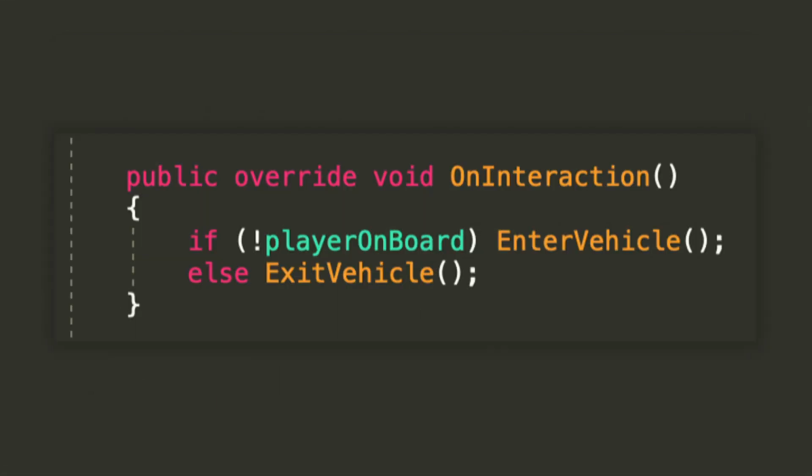The very last thing we need to do is override the interactable class's OnInteraction method and have it so that it will call EnterVehicle if the player is not on board and ExitVehicle if they are. Now let's go back to the editor.